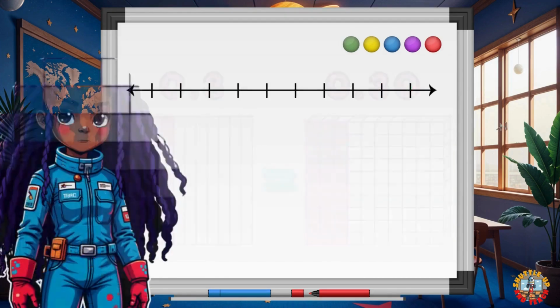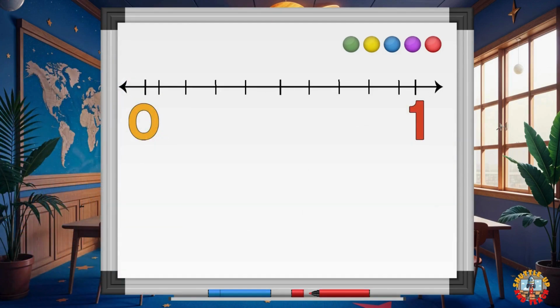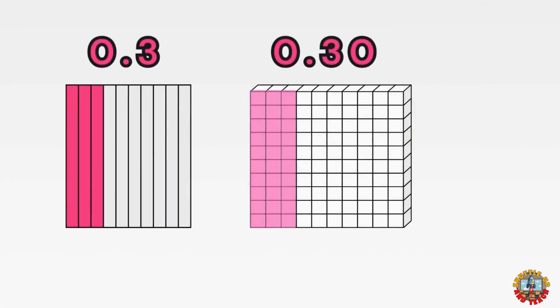Now, let's use a number line to see how decimals can look the same even though they might appear different. Imagine we have a number line from 0 to 1. We can mark 0 and 3/10 on the line. If we write a 0 after the 3, we get 0 and 30 hundredths. The position on the number line doesn't change because 0 and 3/10 and 0 and 30 hundredths are the same value.